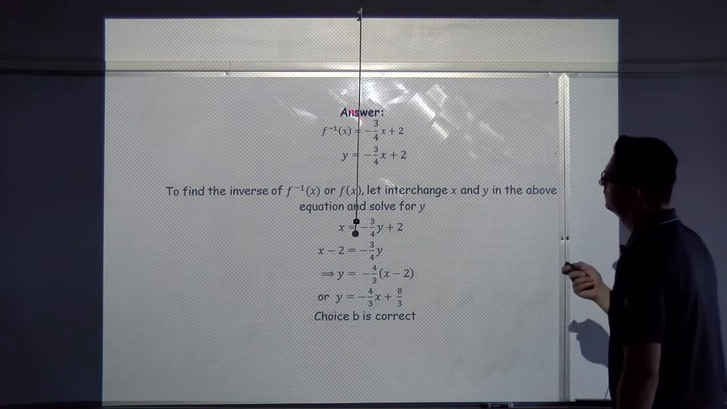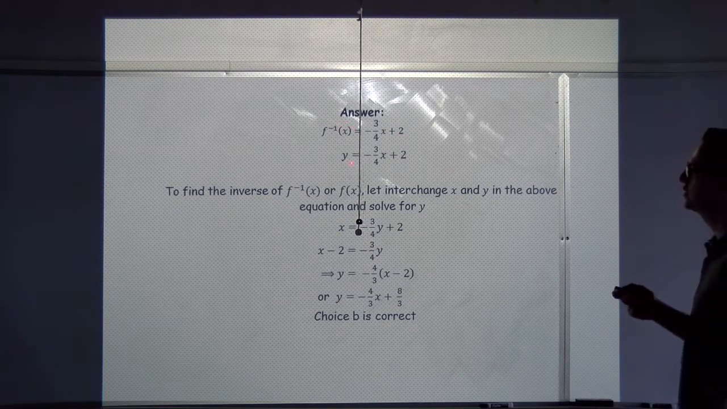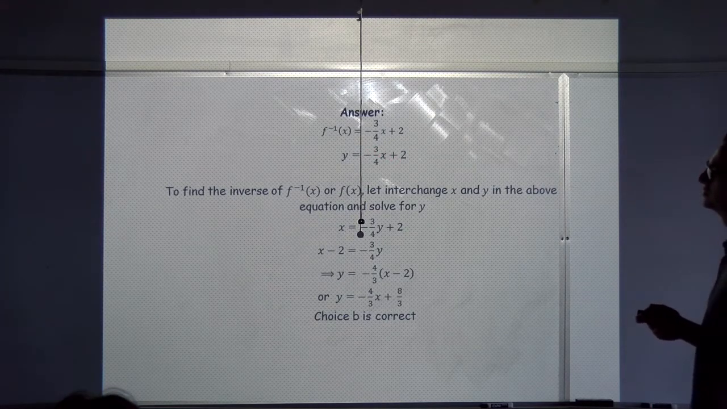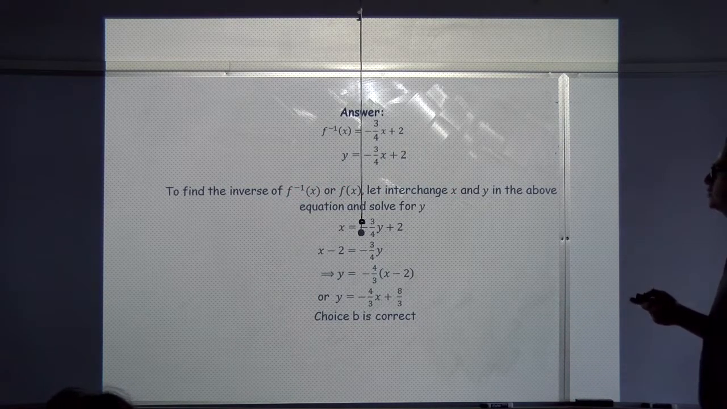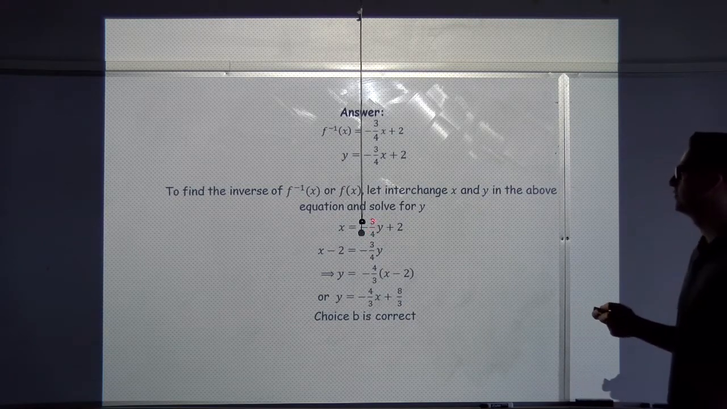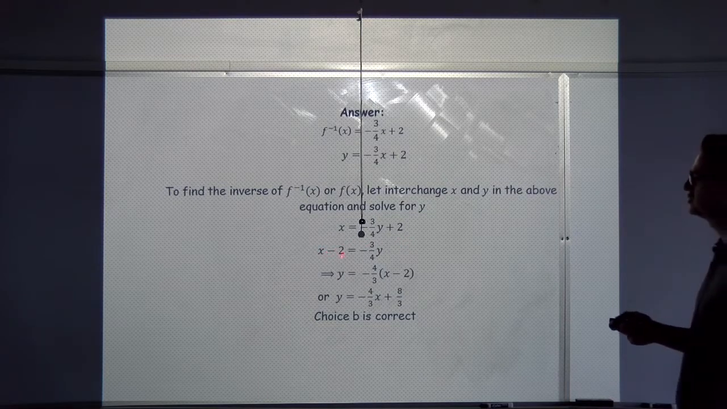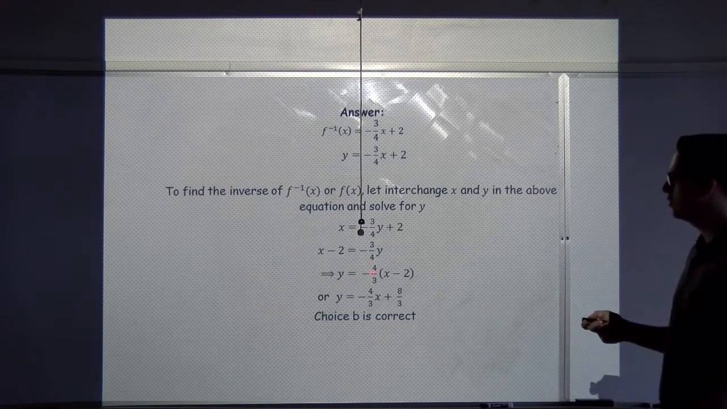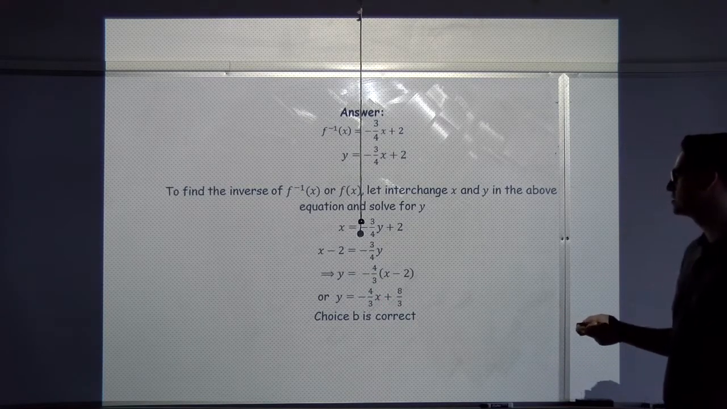So for our answer, if we have f to the -1 of x equals -3 over (4x plus 2), we replace f to the -1 of x with y, so y equals -3 over (4x plus 2). To find the inverse of f to the -1 of x, or f of x, let's interchange x and y in the above equation and solve for y. So if we have x equals -3 over (4y plus 2), and we start solving, we subtract 2 on both sides to get x minus 2 equals -3 over 4y. We're left with y equals -4 over 3 times (x minus 2), or y equals -4 over 3 x plus 8 over 3.